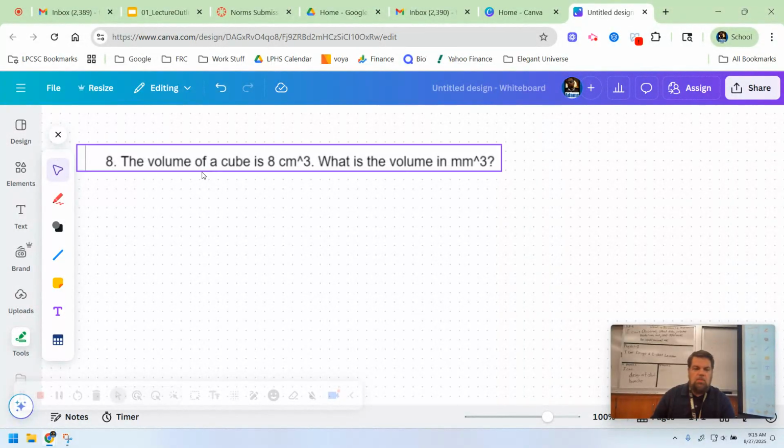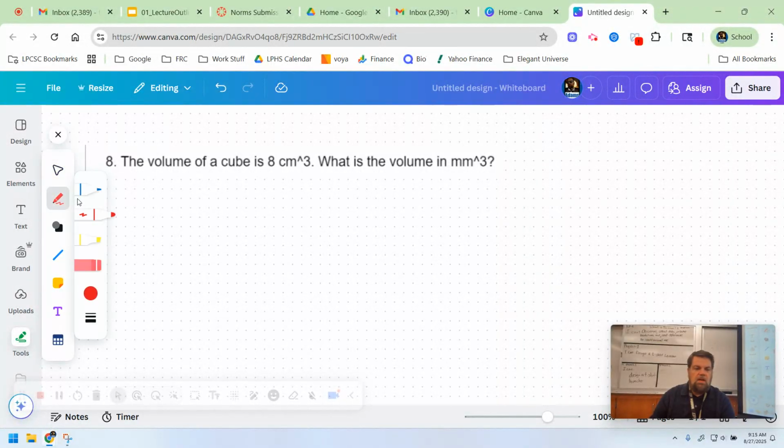All right, so we have the volume of a cube, and so I'm going to sketch out a cube. Wow, that's not the best cube.